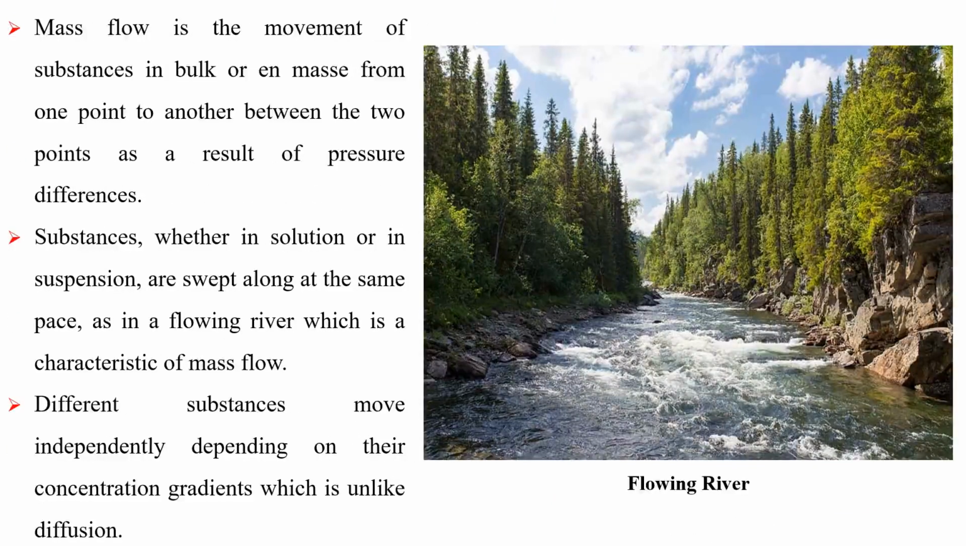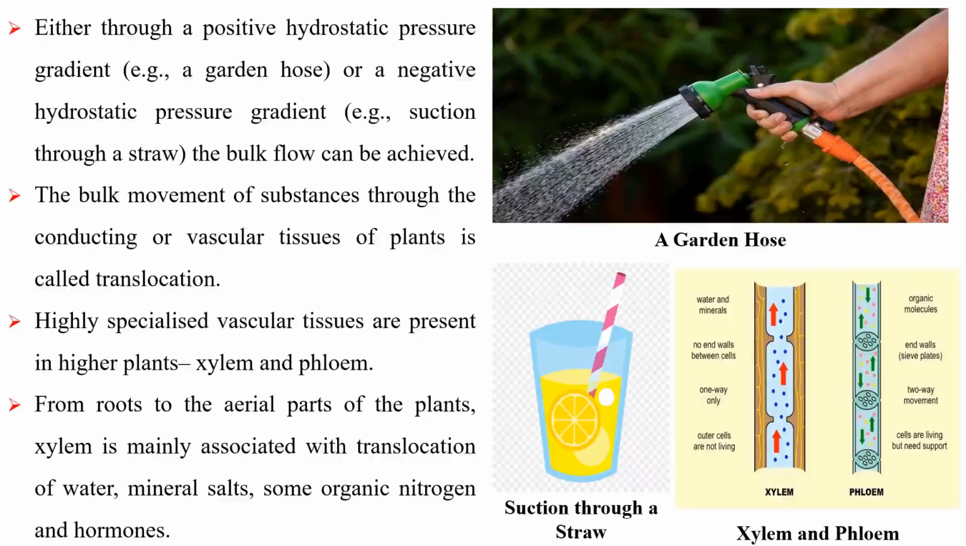Mass flow is the movement of substances in bulk or en masse from one point to another as a result of pressure differences between the 2 points. Substances, whether in solution or in suspension, are swept along at the same pace as in a flowing river, which is a characteristic of mass flow. Different substances move independently depending on their concentration gradients, which is unlike diffusion. Either through a positive hydrostatic pressure gradient or a negative hydrostatic pressure gradient, the bulk flow can be achieved.